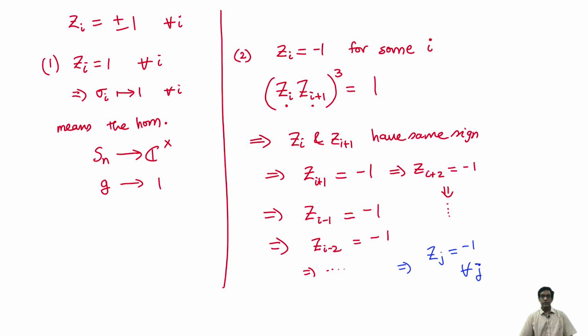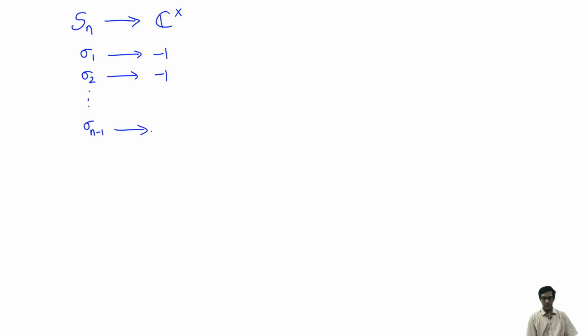So this is the only other possible homomorphism, and again, what does this homomorphism do to the other elements of the symmetric group? If I take Sn to C star, I've said sigma 1, sigma 2, up to sigma n minus 1, all the simple transpositions, map to minus 1. That's what this homomorphism does. But what about the other elements? What if I take an arbitrary permutation in Sn? What does it map to? Well, what am I supposed to do? I take that arbitrary element and I write it as a product of the simple transpositions.